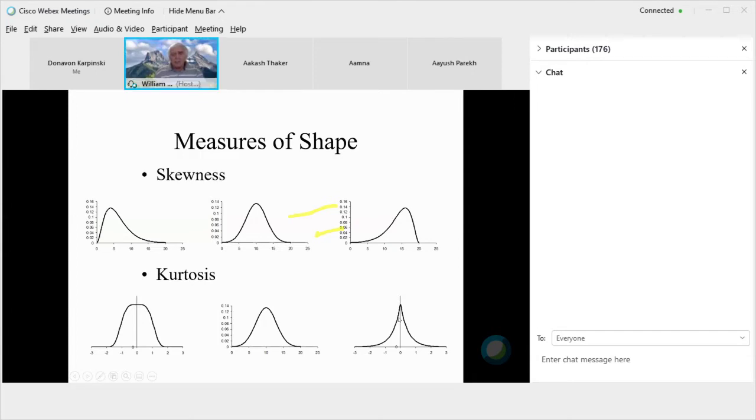Leptokurtic distributions, where these represent the distribution of change of a stock or an index. If that change is coming from a leptokurtic distribution, the changes could be wild. Coming from a platykurtic distribution, the changes are not so wild.